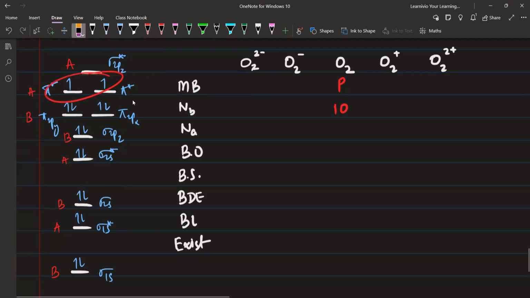These two are also anti-bonding. Those are singly occupied. Right? How much? 6? Tell me, guys.